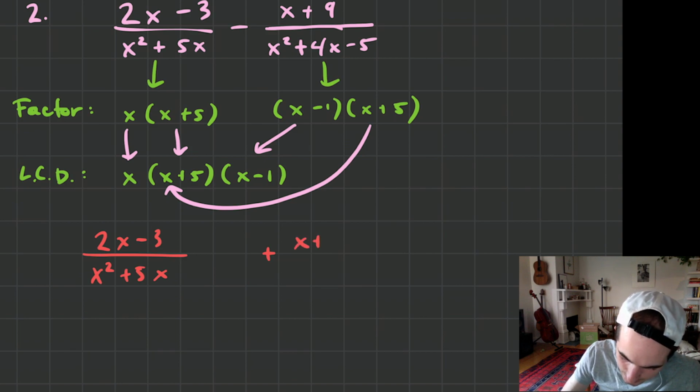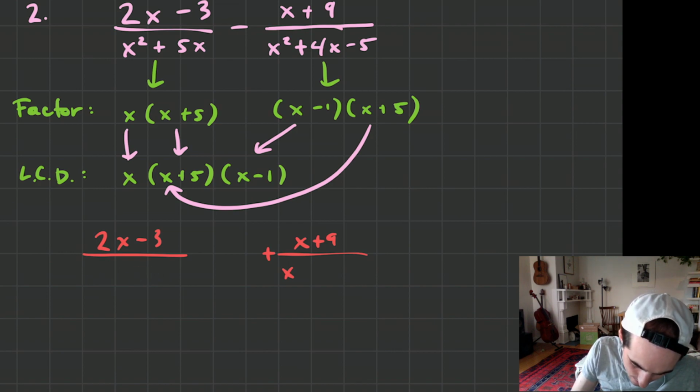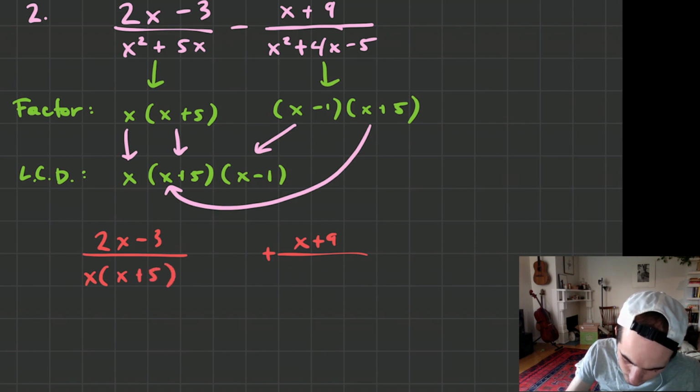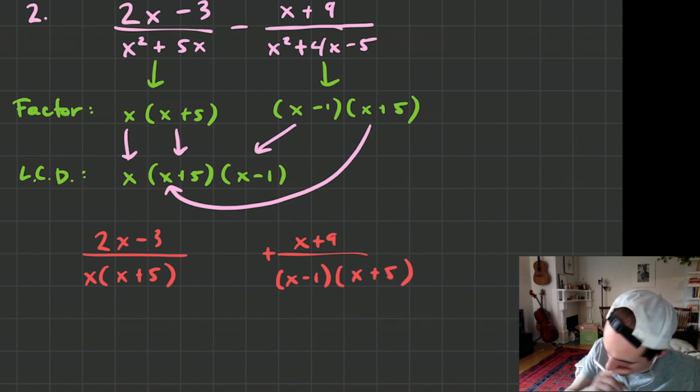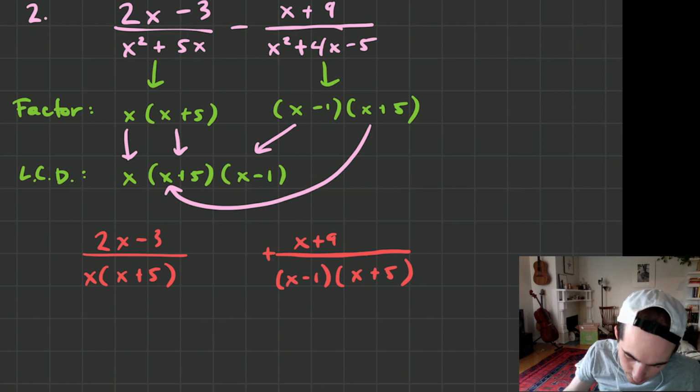I'll have (x plus 9) over x. Oh, and I should actually have these factored, sorry. x times (x plus 5). And this one is (x minus 1) times (x plus 5). That's better. That'll make it a little bit easier to know which terms I have to multiply.